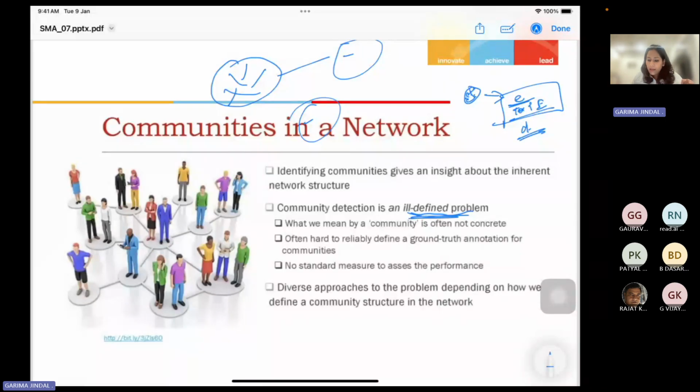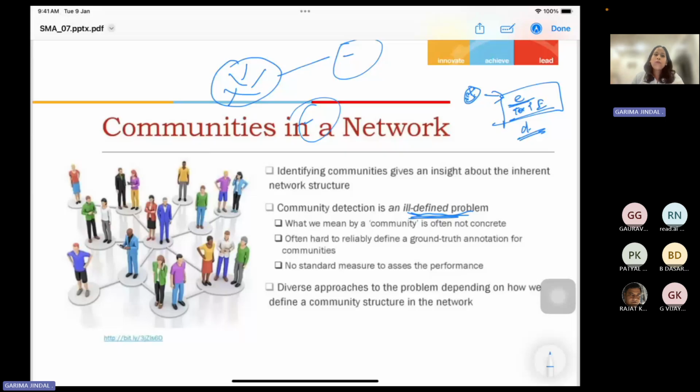Okay, so now maybe we can try to quantify the communities based on the density of the edges within a single group. But at what point will you say that this is more dense, and at what point will you say that this is less dense? You do not have that threshold defined. You do not have a certain point beyond which we can say these communities are dense. So that is why identifying a very concrete definition of communities is difficult. So this is a very ill-defined problem.